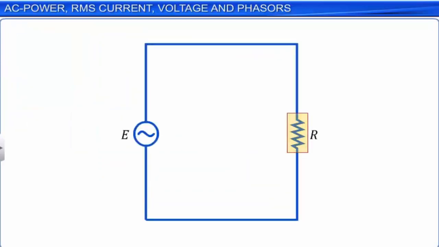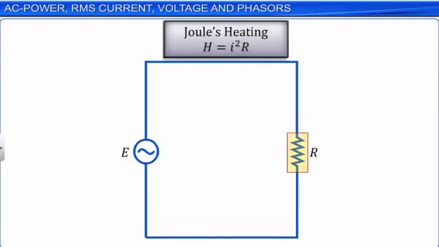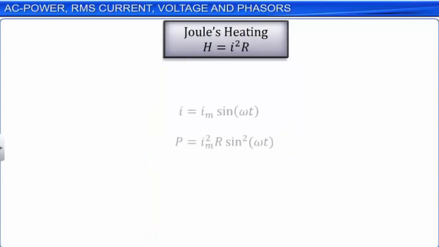This heat dissipation across a resistor due to the electric current through it is also known as Joule's heating, which is expressed as I square R. The instantaneous power dissipated in the resistor is I square R.